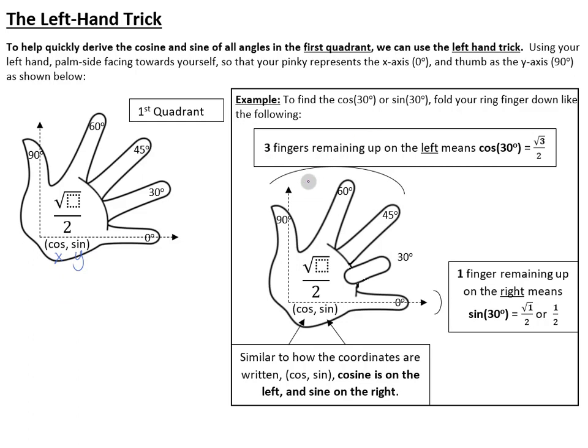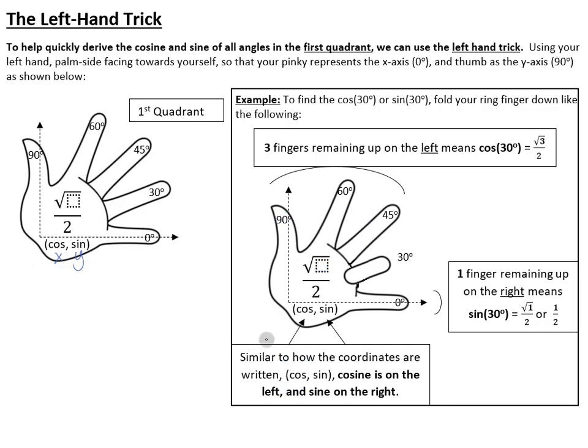Hopefully you're holding your palm up to try this out. Let's say I wanted to find cosine or sine of 30 degrees. 30 degrees is your ring finger, so you fold that down. If I want the cosine value, we count how many fingers are up on the left, since cosine is the x-coordinate. In this case, we have 3 fingers remaining up, so we fill in 3 here. And the cosine of 30 degrees is root 3 over 2.